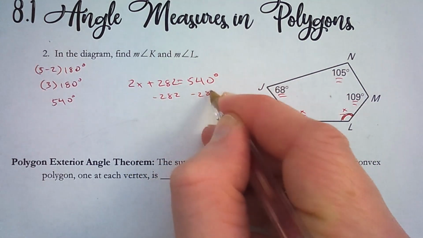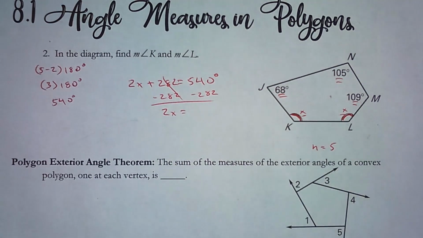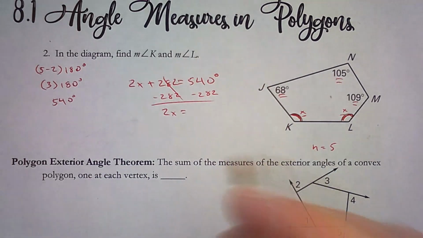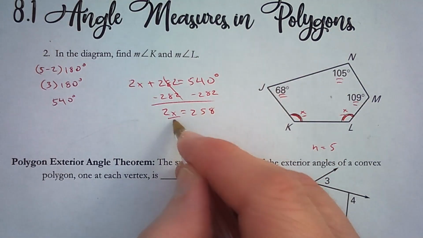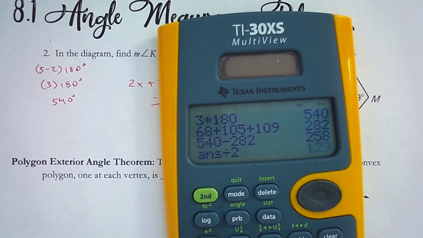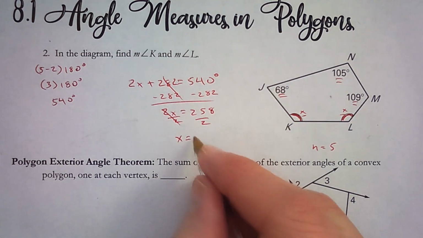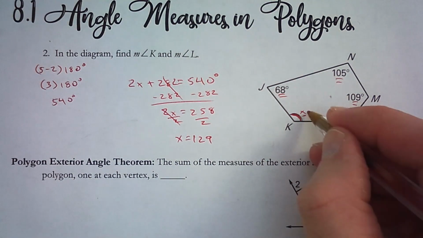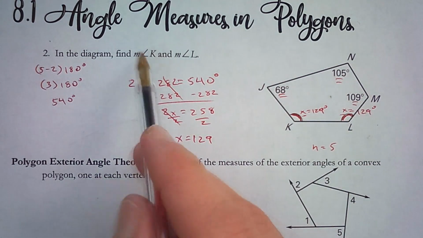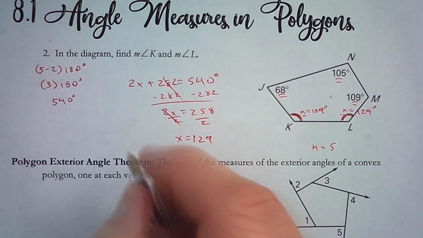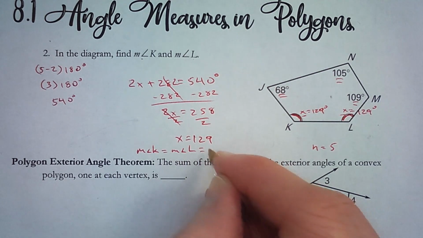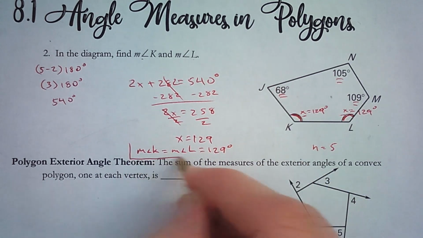So minus 282, okay, 540 minus 282 is 258, and divided by 2 is 129. Okay, so x is 129, so that means that this is 129 degrees and this is 129 degrees. So find the measure of angle K and the measure of angle L. The measure of angle K is the same as the measure of angle L, 129 degrees each.